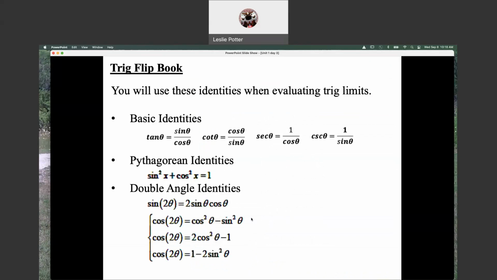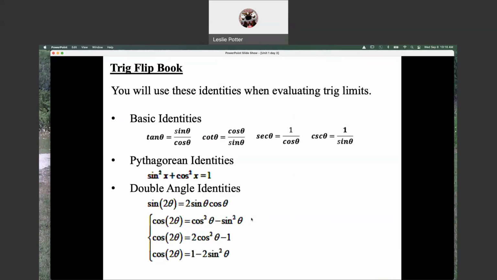Here is your trig flip book. These are the ones that you will be using, either in the topic questions or in class. You're going to use those basic identities for tangent and cotangent and secant and cosecant. So maybe star those in your flip book, or highlight them, or put a box around them.